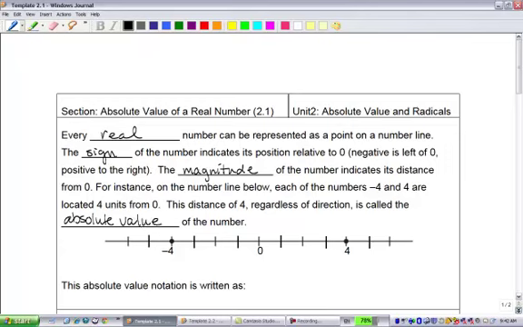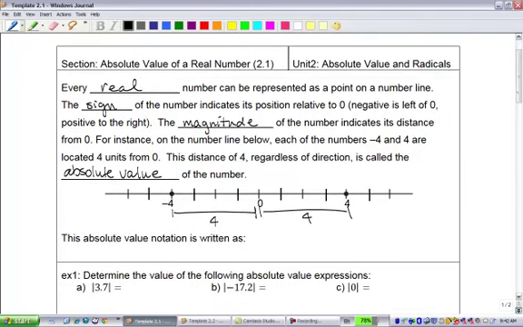So, absolute value of the number. What we see here is this distance from -4 to 4. If we just count how many spaces that is, we see we have 4 units. Same thing from 0 to 4, we also have 4 units of space. So the absolute value notation is written as, if we have -4 and we take the absolute value of it, we're basically just making it positive. -4 becomes +4. And we can see that absolute value of +4, since it's already positive, just remains +4.